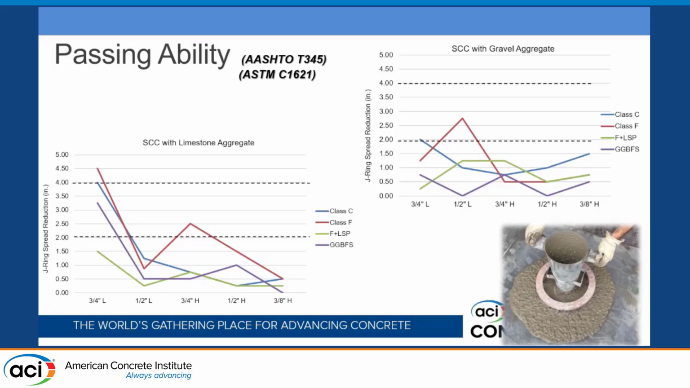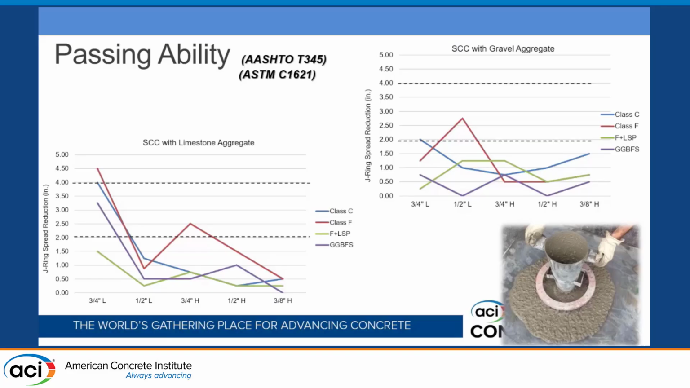So this is passing ability using the J-ring, and also putting the dotted line around the limits: 2 inches or less has a good passing ability, 2 to 4 is moderate, and more than 4, of course, has low passing ability. So try to look at the aggregate size in this case, because aggregate size is one of the most important parameters for the passing ability. That's why we put the 3/4 and then 1/2, and then 3/4, 1/2, and 3/8. So looking at SCM effect and all those, of course you expect the trend to be high and then low because of the aggregate size.